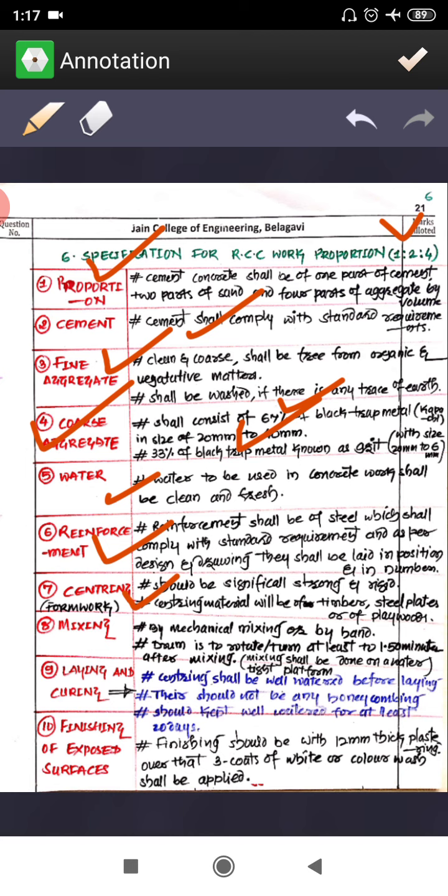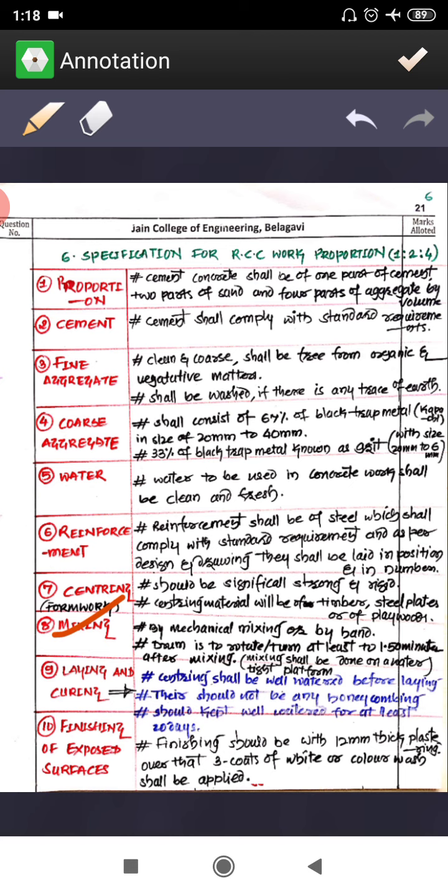And the centering material you can use is timber. As mentioned here, you can go for timber, you can go for steel, or you can go for plywood also. Now these are the things that will be there with the centering. Now the next is mixing. If you go for mixing, as I said, you can go for machine mixing, or you can go for hand mixing also.